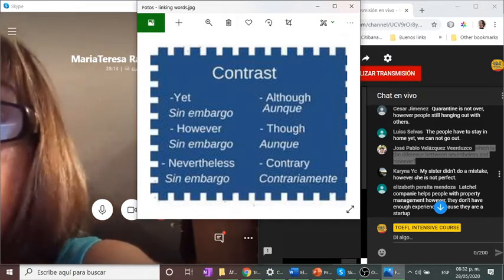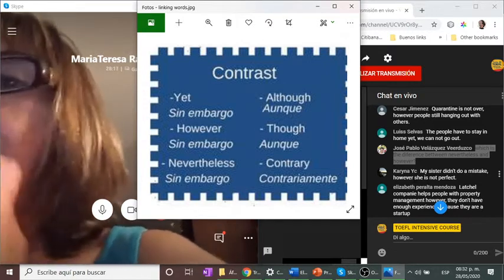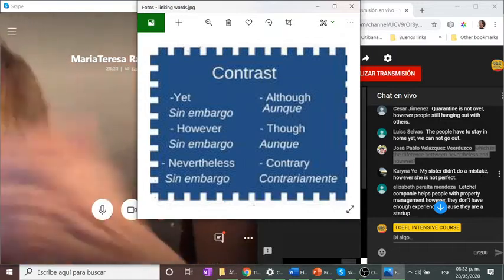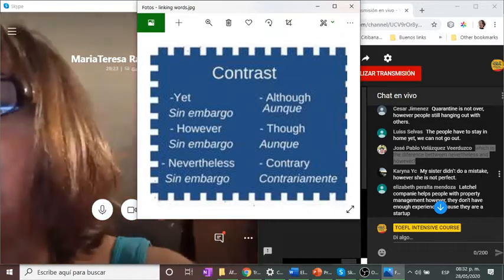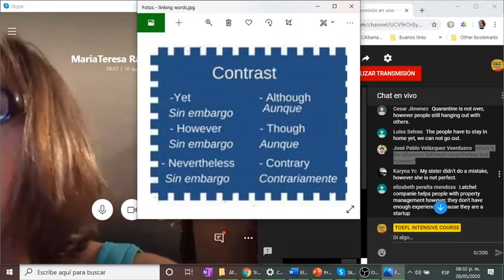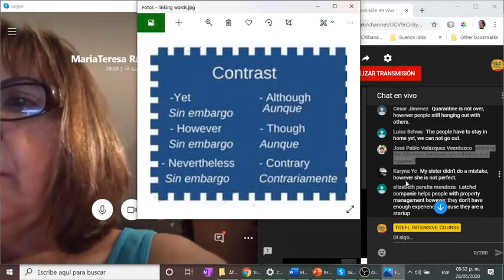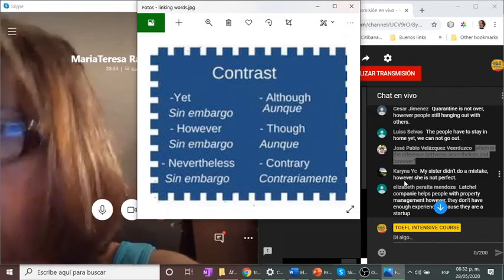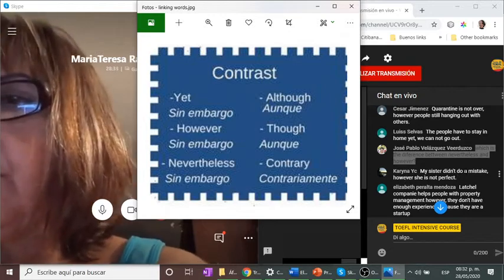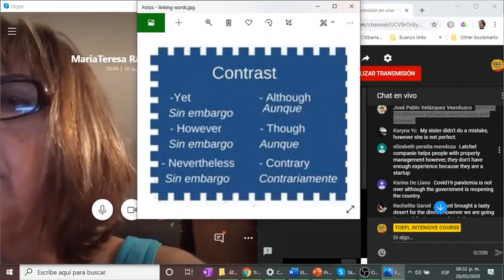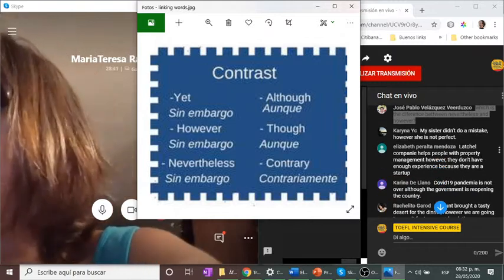Or did she make a mistake? You can say my sister made a mistake. However, she is not perfect. So sí cometió un error, mas sin embargo no es perfecta. Es que estás haciendo doble negación, Cari. Mira, dice, mi hermana no hizo un error, sin embargo, ella no es perfecta. Entonces, más bien, mi hermana hizo un error, sin embargo, ella no es perfecta. My sister made a mistake, however, she's not perfect. Okay. However, she is not perfect.